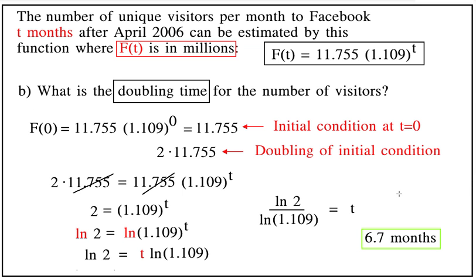So in 6.7 months, and every 6.7 months, the number of unique visitors to Facebook is doubling. So think about this. If you're working for this business, that means in 6.7 months, according to this formula, which one of your departments figured out, you're going to have to increase your hardware to handle double the visitors. And then in 6.7 months, you're going to have to do that again. You're going to have to continue to scale your hardware to meet the new demand. So that's why doubling time is such an interesting statistic to pull out of an exponentiation function.